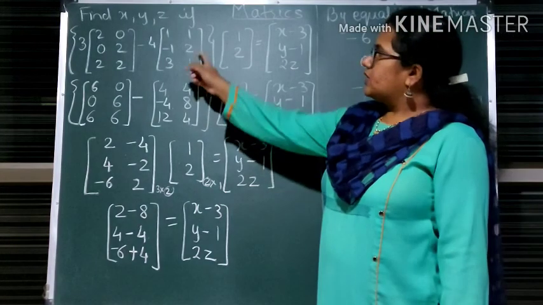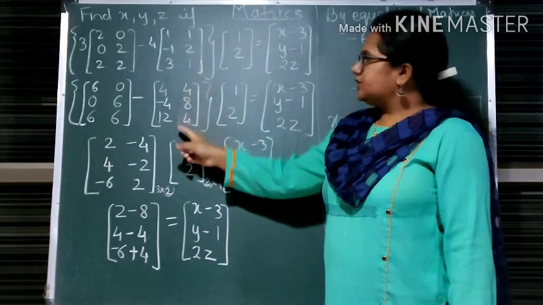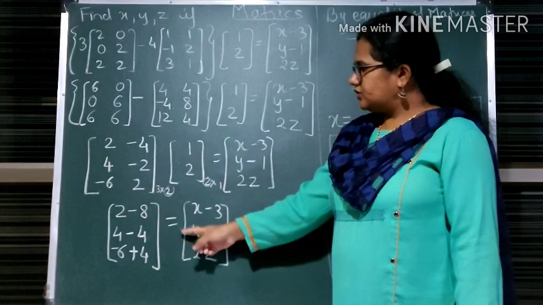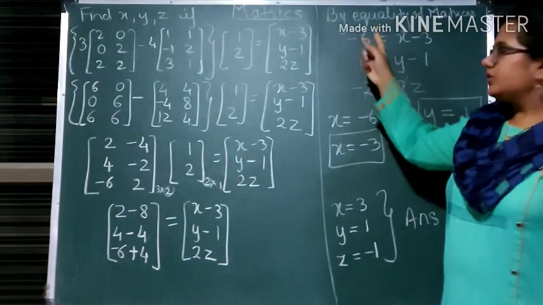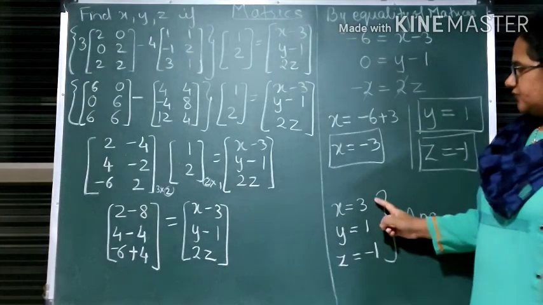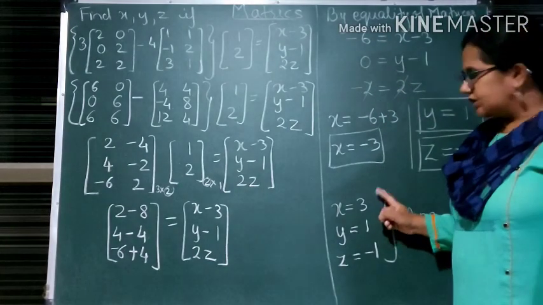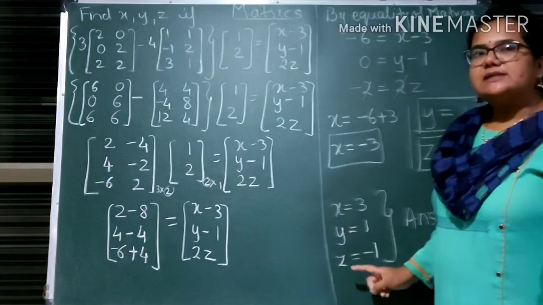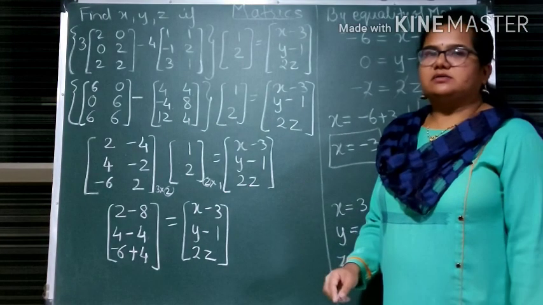So always solve the bracket, scalar multiplication, subtraction, multiplication of matrix, and then by equality of matrices you get 3 equations. Solve the 3 equations and you get 3 values as x equal to minus 3, y equal to 1 and z equal to minus 1. Okay.